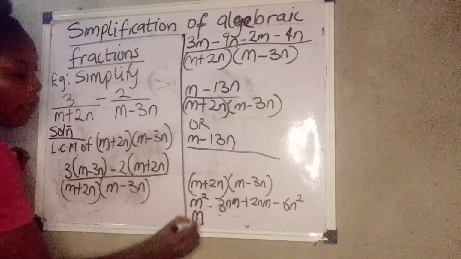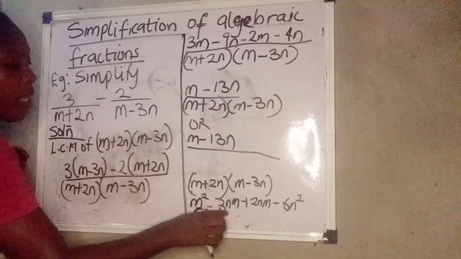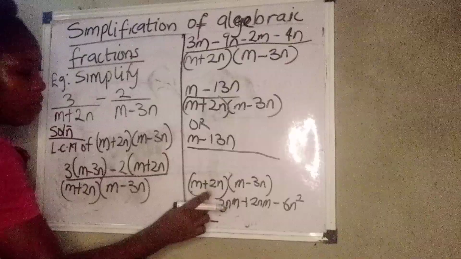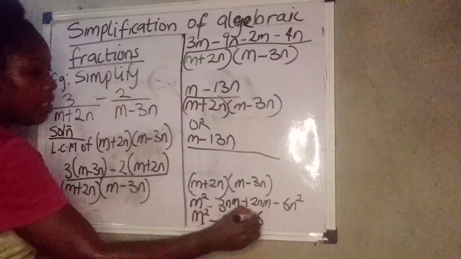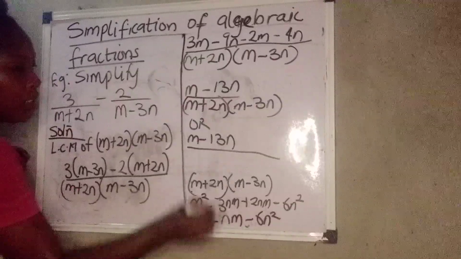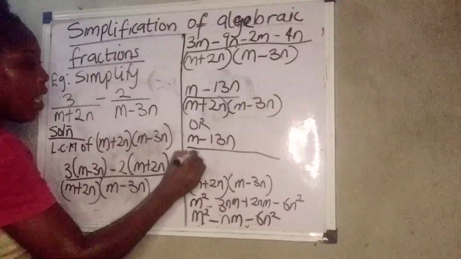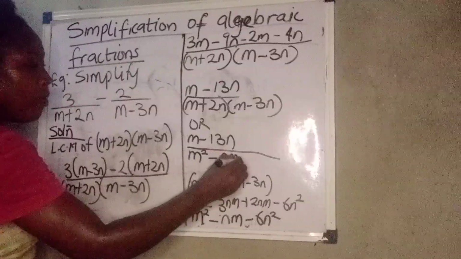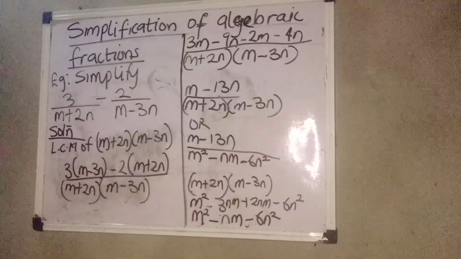So I will now have m squared, minus 3nm plus 2nm. Because minus and plus gives minus, I will have minus nm, minus 6n squared. So this is the denominator. I will replace it with everything here, that is, I'll put it here. So I'm having m squared minus nm minus 6n squared. So that's our final result.